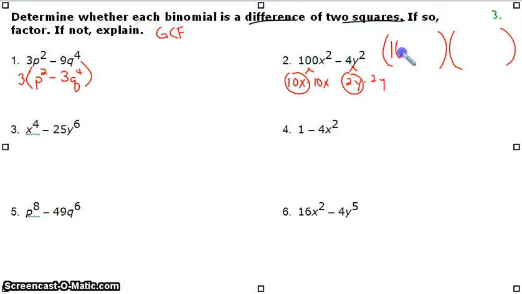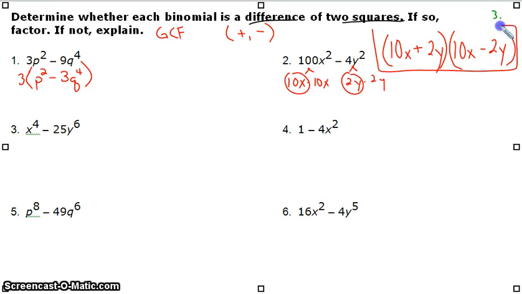Excellent. Now you notice here that we do not have to check for a middle term because there is no middle term. So what do you think makes that possible? Well, we don't know what the signs are going to be. I'm going to tell you right now that you're always going to have one positive and one negative sign. One plus and one minus. That's the cool thing about the difference of two squares. One will be positive and one will be negative every time. So let's go to number 3.